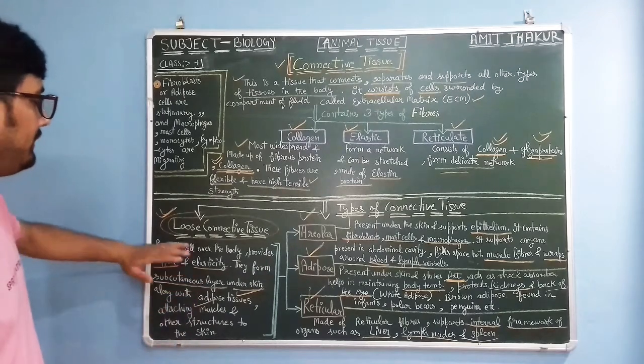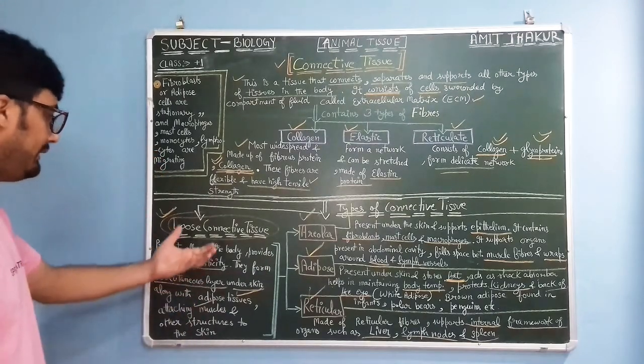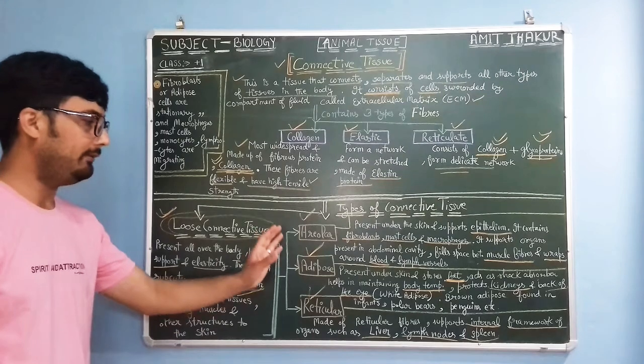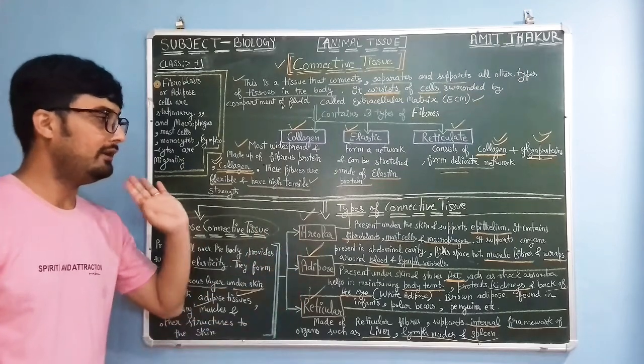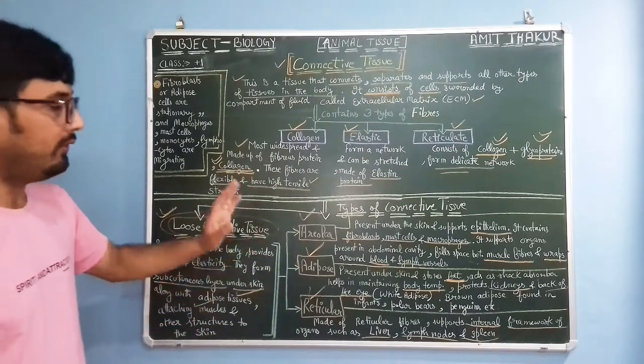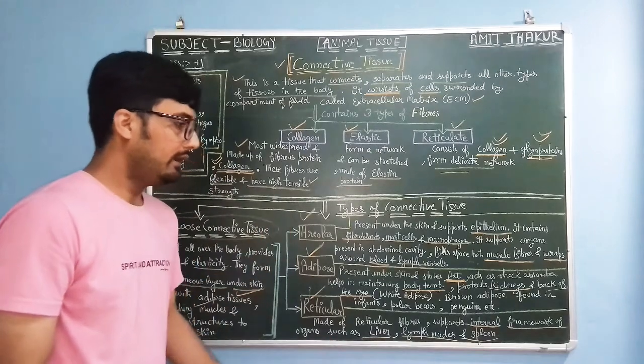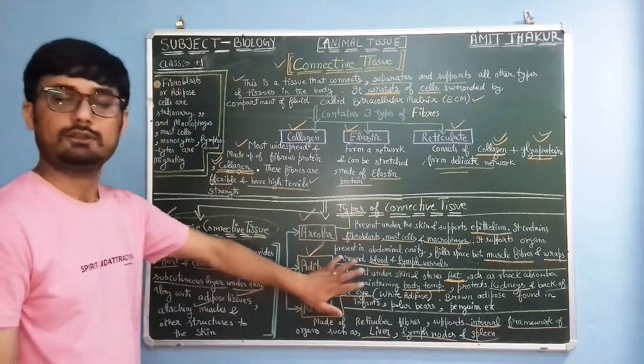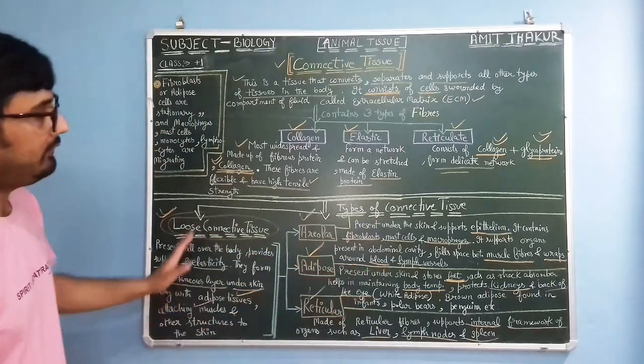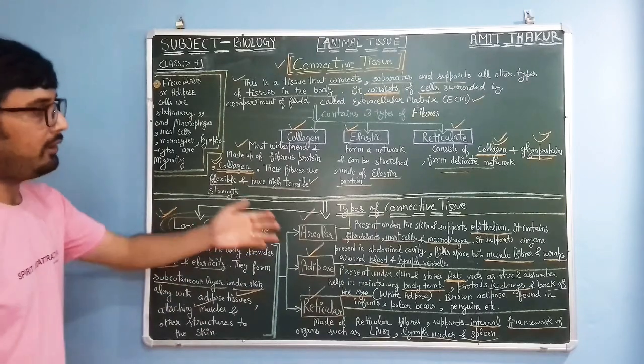तो यहाँ हम लोगों ने पढ़ा लूज कनेक्टिव टिश्यू, what is loose connective tissue, and these are three types of loose connective tissue, and where they are present, what they do, and what are their various functions. Okay, so tomorrow we will discuss more about this connective tissue.